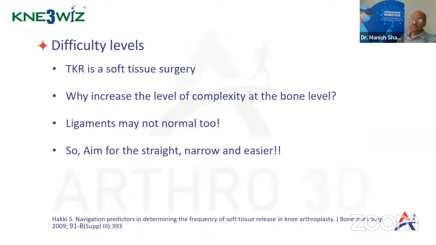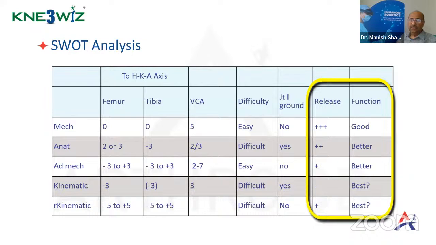PKR is a soft tissue surgery. Why increase the level of complexity at the bone level? Aim for the straight and narrow, it's easier. Try and keep the releases to a minimum. Decreasing the amount of releases improves the function.